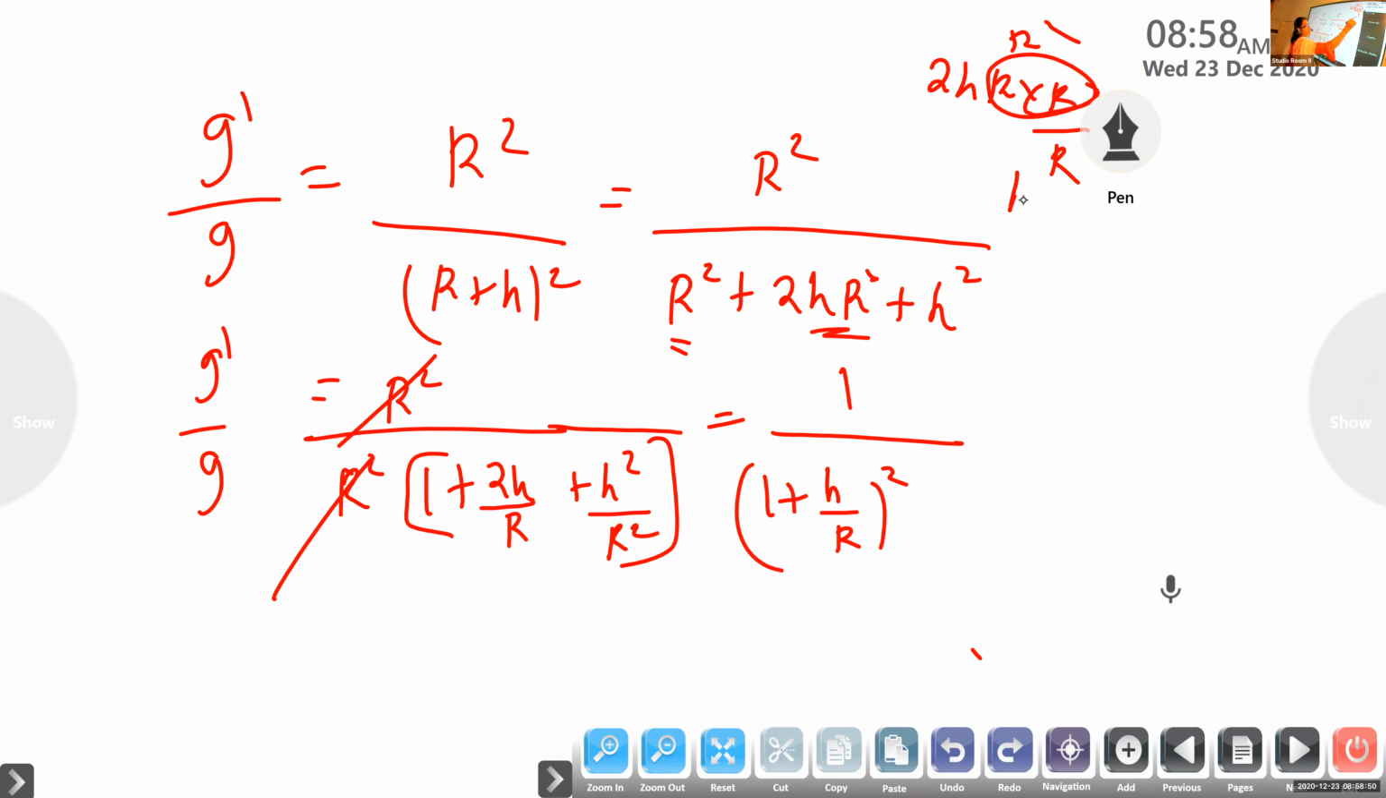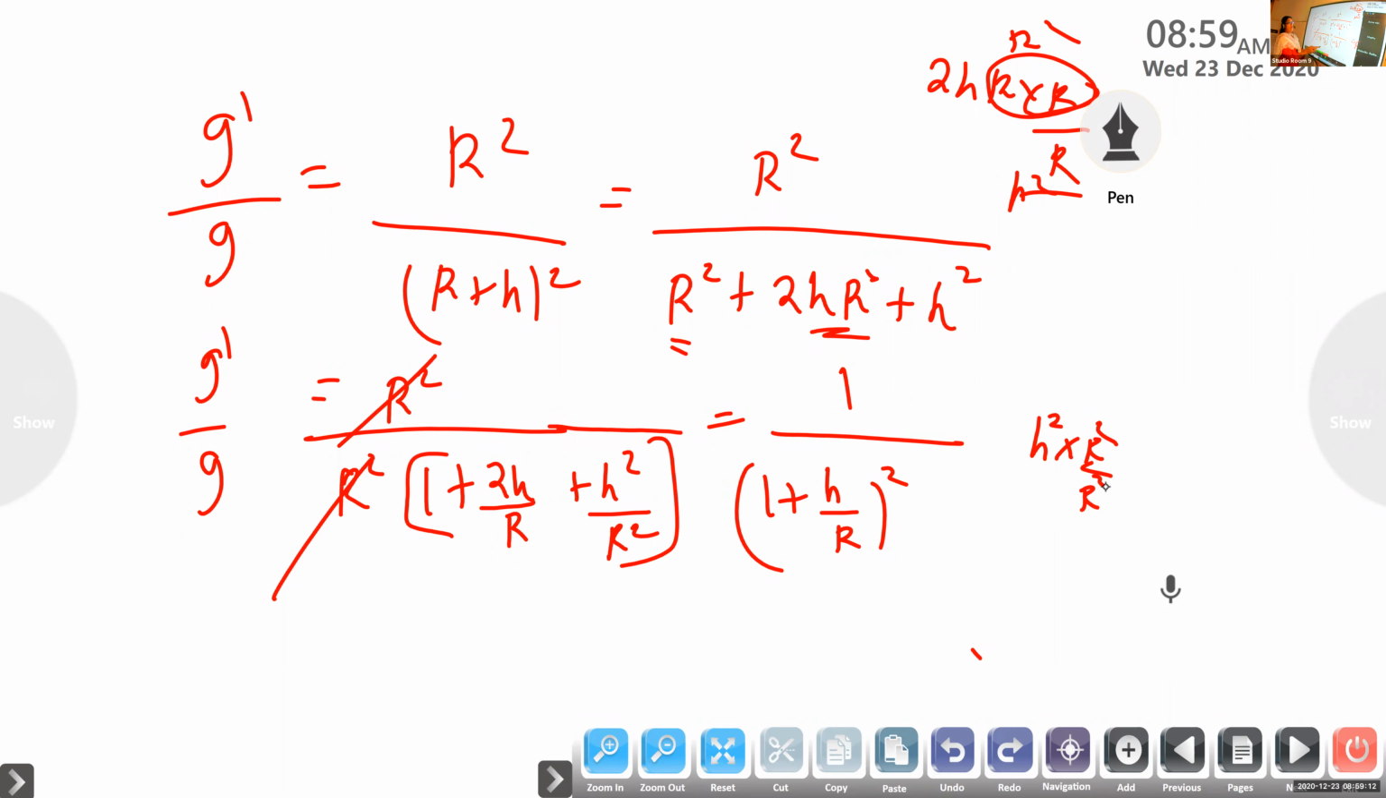Similarly, h square also doesn't have an r square. So in mathematics, in order to make an equivalent proportion, we usually divide and multiply with the same number or letter. Here we have a letter, but it is the same number. So that is how we are able to take out r square. Did you understand?